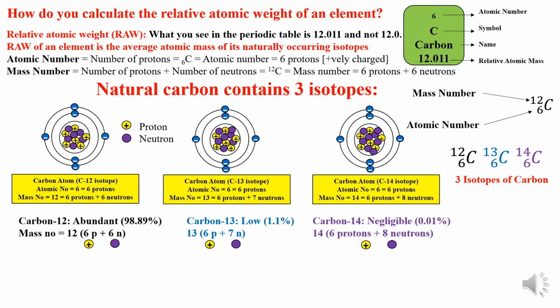The relative abundance of carbon 12 isotope is 98.89%. The relative abundance of carbon 13 is very low with a value of 1.1%, while the relative abundance of carbon 14 is very negligible and is around 0.01%. Remember, here the numbers 12, 13 and 14 represent the mass of the respective isotopes of carbon.